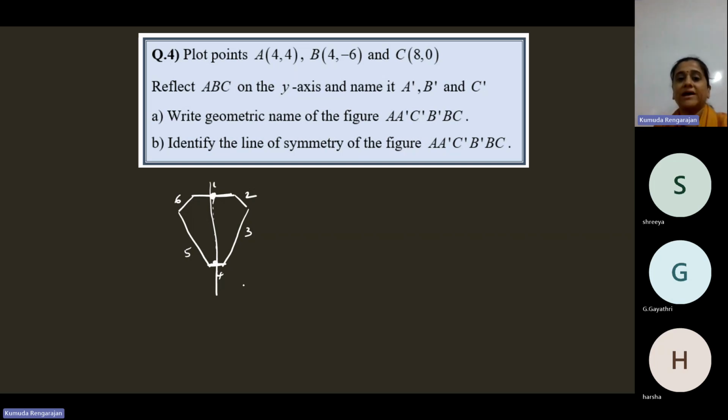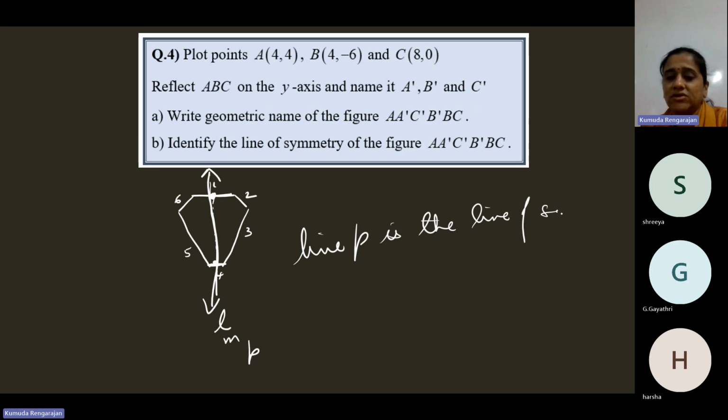Identify the line of symmetry. Identify the line of symmetry. Okay, identify the line of symmetry. No, you should show it on the paper. So meaning you should draw this. Identify the line of symmetry. So this is what I have identified, and you can even name it L or any small letter you can use, P. Okay, so you can say line P is the line of symmetry of the figure A dash, C dash, B dash, B, C. Can you finish this?